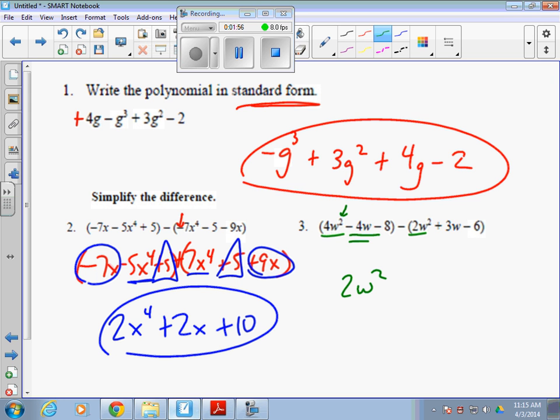Negative 4w minus 3w. Negative 4 minus 3 is negative 7w. And negative 8 minus negative 6. Minus a negative, remember, means plus 6. So negative 8 plus 6 is minus 2.